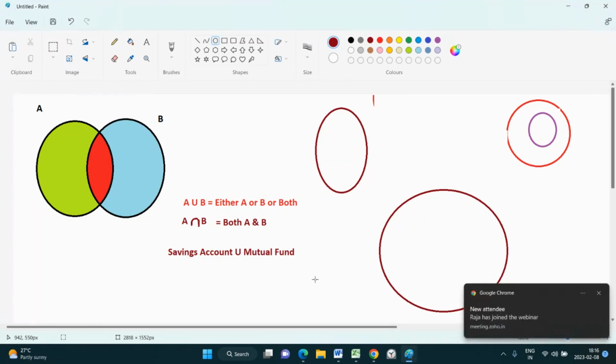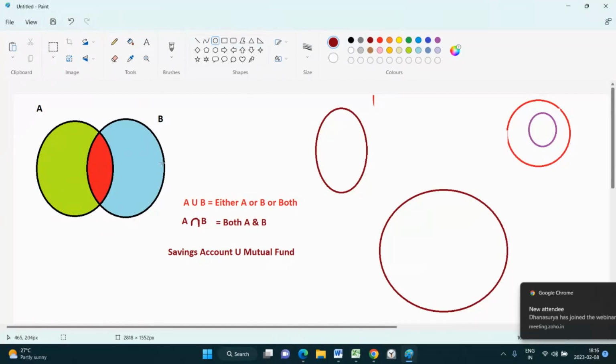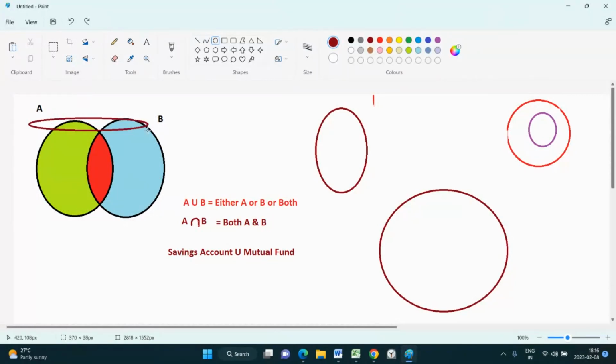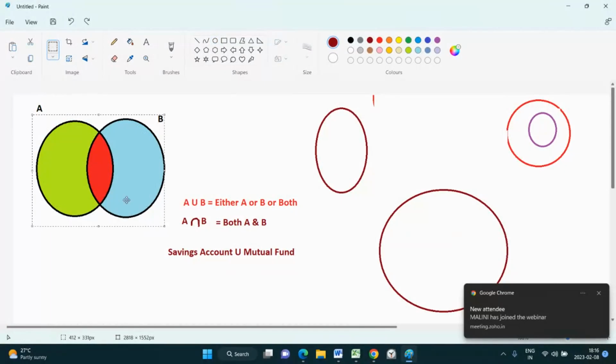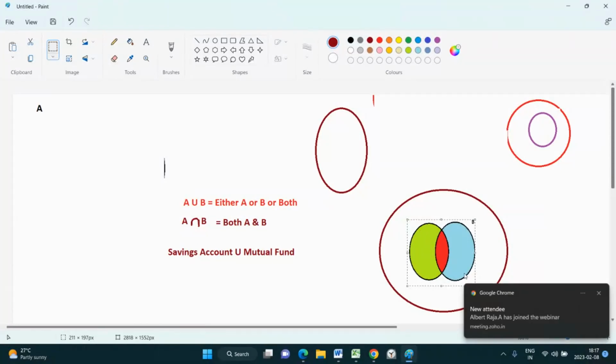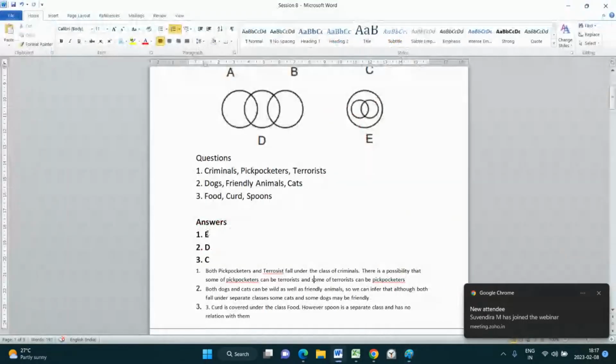Terrorists can be pickpocketers. That is A union B. They are pickpocketers and they are terrorists. They can be both. So we can consider this region for that. So I can consider this is a pickpocketer. This is a terrorist. Terrorists can also be pickpocketers. So they are pure terrorists, pure pickpocketers. They can also be pickpocketer and terrorist. So this is the right answer. That's how E is derived.